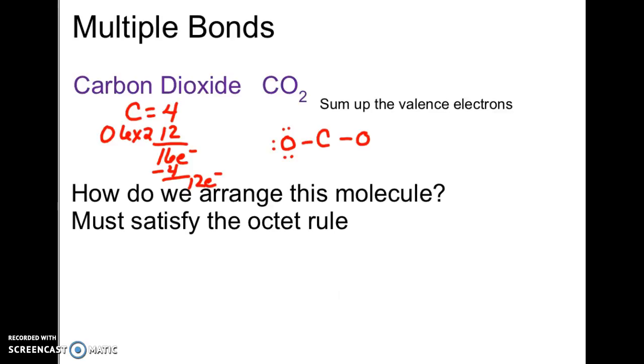6, 8, 10, and 12, and that's it. I no longer have any electrons that I can add. I can't conjure up any more at all.